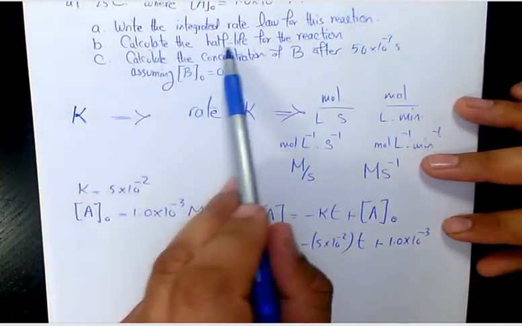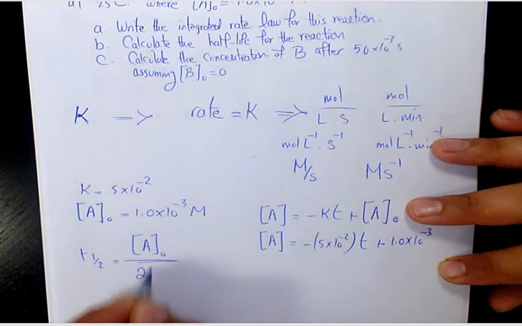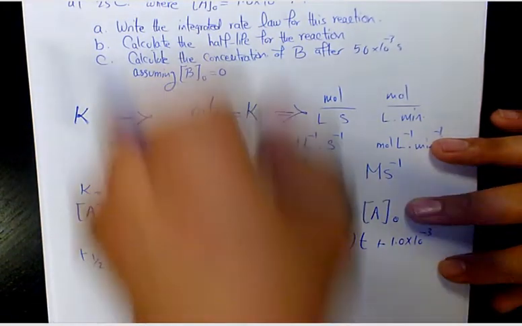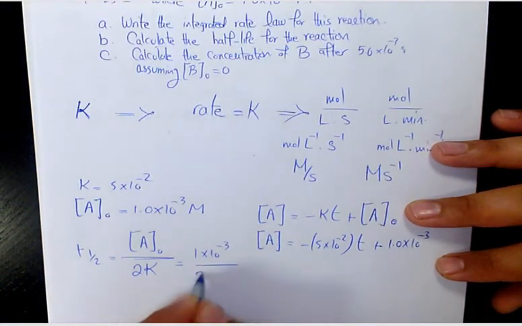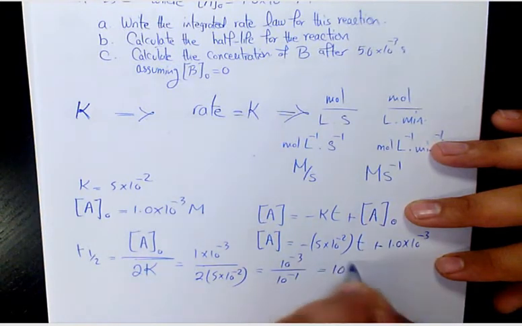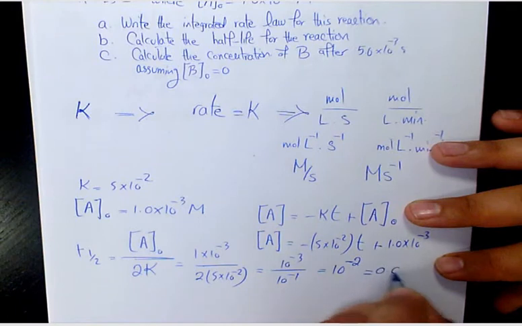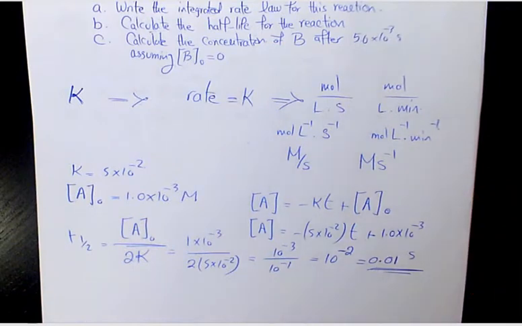Part B, it says calculate the half-life for this reaction. Half-life, we had the formula for zero order reaction. So T half equals initial concentration of A divided by 2K. So initial concentration is given, 1 times 10 to the power of -3 divided by 2 times K, which is 5 times 10 to the power of -2. That's going to be 10 to the power of -2, or 0.01 second. So it's going to be 0.01 second, the half-life time.